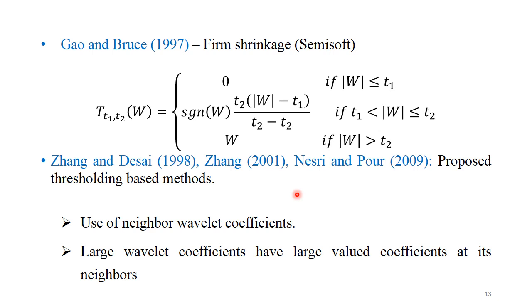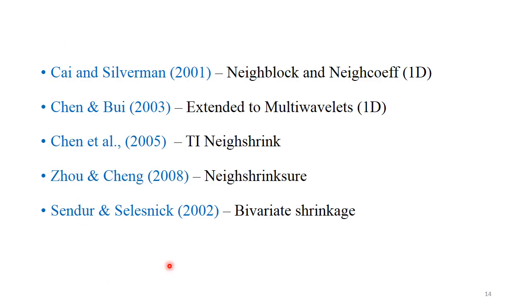It was identified in the later literature that in the wavelet transform the surrounding coefficients have an effect on the center coefficient. So several methods were proposed based on that also. The major ideology there was that large wavelet coefficients have large-valued coefficients in their neighborhoods. Based on this concept, the neighborhoods were considered, and then several papers came out of it. All these methods make use of the neighborhoods.